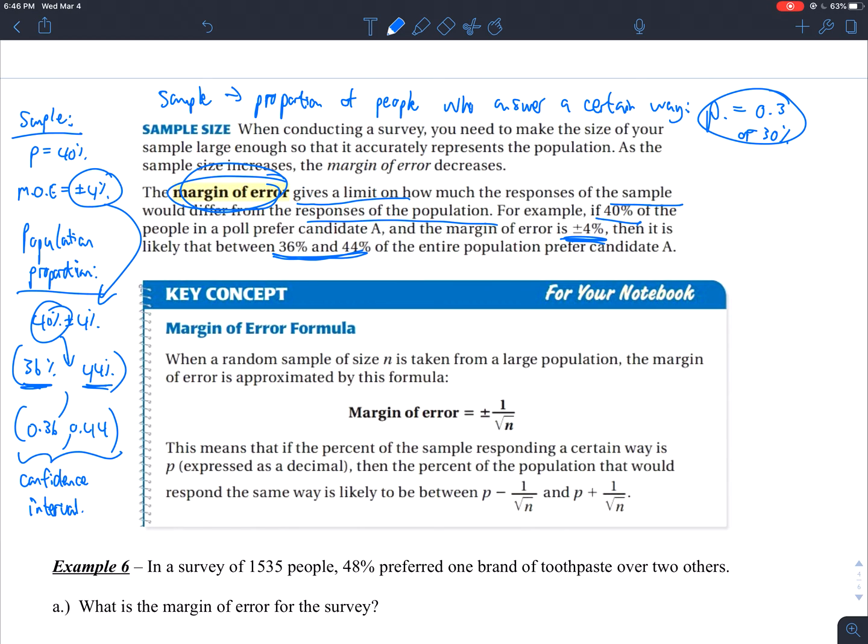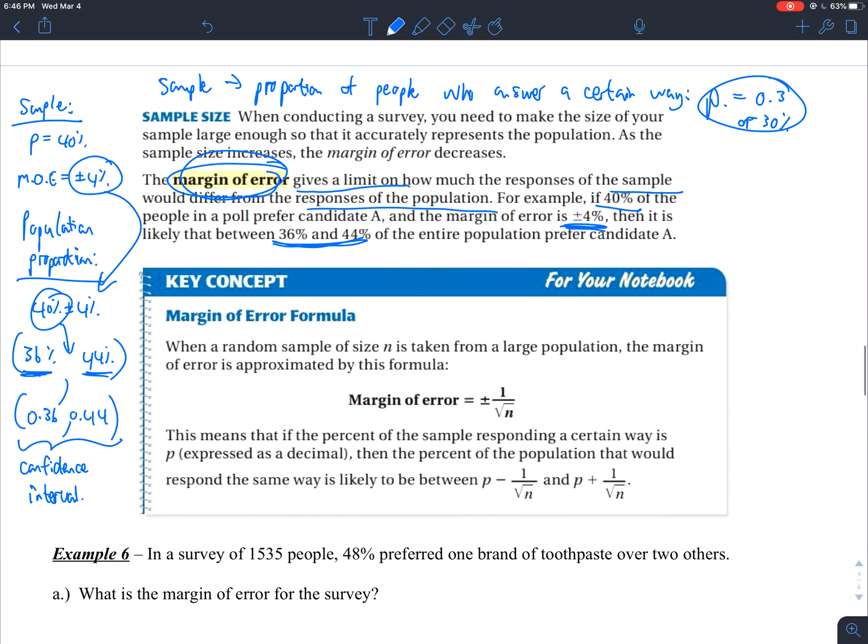So it says you can see here a bit of an inverse relationship between sample size and margin of error. It says here, when conducting a survey, you need to make your sample size large enough so that it's representative of the population. Then it says, as the sample size increases, the margin of error decreases. Well, that makes sense here. As this number gets bigger, the whole fraction will get smaller, and the margin of error is equal to the whole fraction. Okay, so that makes sense.